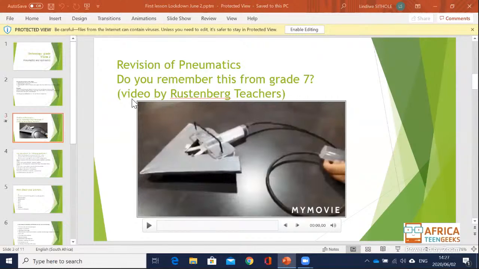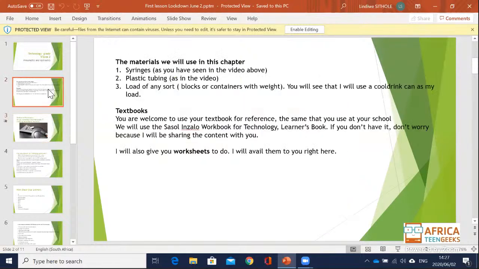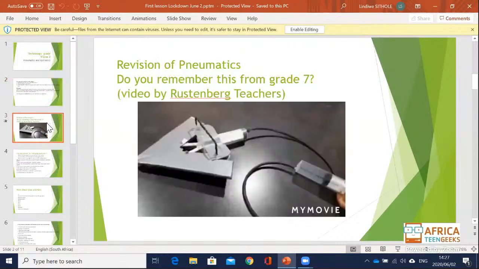So going back a bit, I said we will be using textbooks that you use at school and also the Sasol Inzalo workbooks. Now, this video that we just played was from your grade 7 Pneumatics and Hydraulics project, which was called The Jaws of Life. You did it in grade 7. So I hope that some of you can remember it, but you can identify the pneumatic system that is used there, which is the syringes and the pipes, and that structure was made to connect to the system.